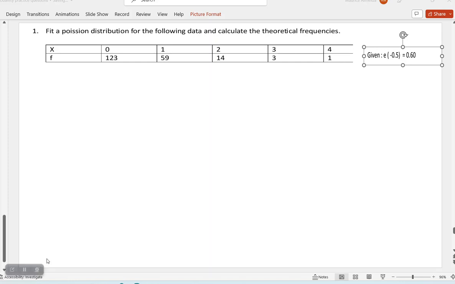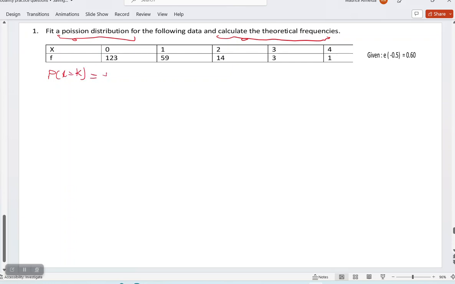We now solve the following problem: fit a Poisson distribution for the following data and calculate theoretic frequencies. We are given x and f values and we have to fit a Poisson distribution, and along with that we have to calculate the theoretic frequencies. Now, to solve this problem, we have to recollect the Poisson distribution formula. The formula is P of x equal to e raised to minus lambda, lambda raised to k, upon k factorial.